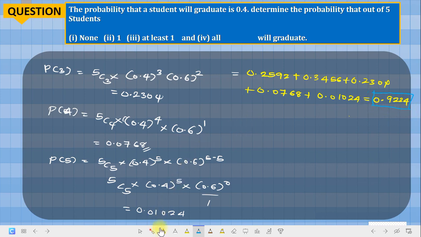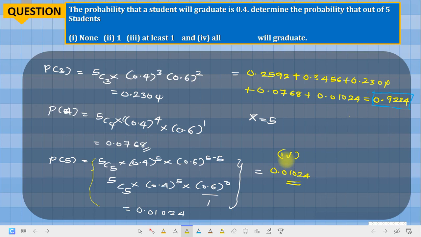Now we have another question, which is the last question here, that says all will graduate. The probability that all will graduate means our x is equal to 5. So the probability that all will graduate is equal to what we calculated for x equal to 5, and the value is 0.01024. So the probability that all will graduate is this. You write this again, then put IV on the probability that all will graduate.